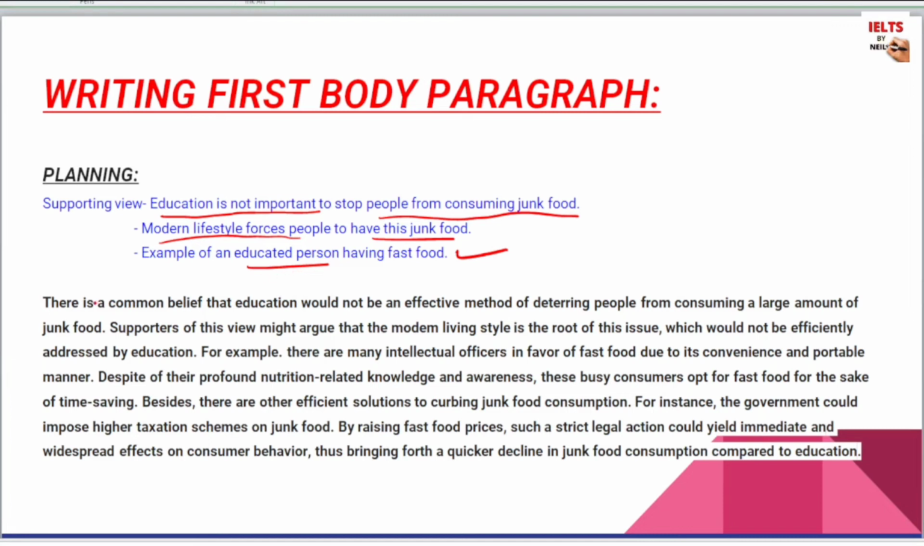Okay, to read this, it says there is a common belief that education would not be an effective method of deterring people from consuming a large amount of junk food. So this is my point. Supporting of this view might argue that modern lifestyle is the root of this issue, which would not be efficiently addressed by education. So I've said it here that education is not an effective measure to stop having junk food.